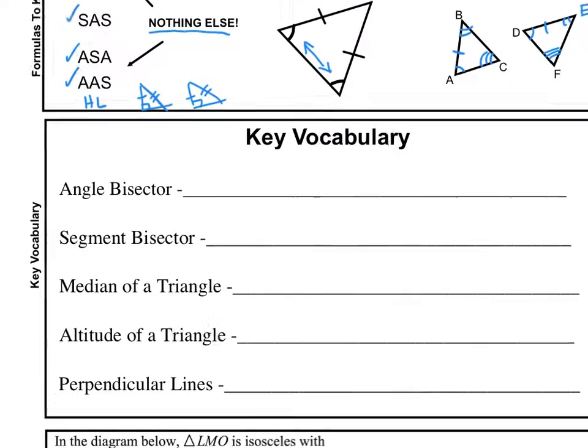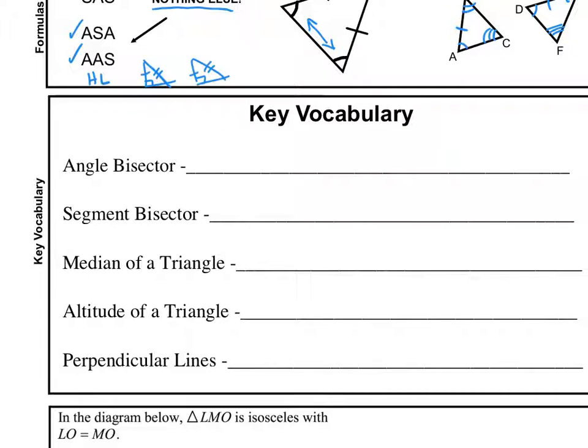And then you had some key vocabulary. And these are like the big 5 that you need to know. You need to know that an angle bisector is a line that divides an angle in 2 congruent parts. Now, a segment bisector is the same thing. This is a line that divides a line in 2 congruent parts.